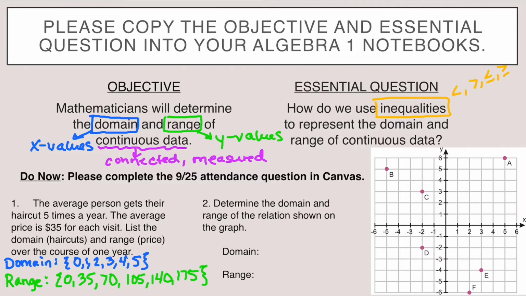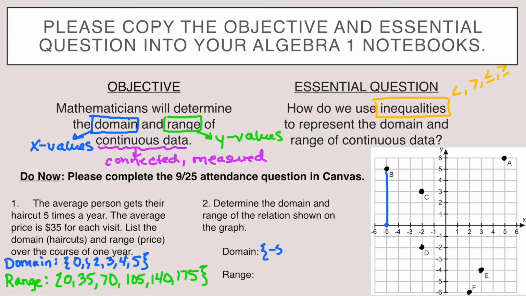Now we want to determine the domain and range of the relation shown on the graph. So looking at this, we've got these points on the graph. It is discrete because they are disconnected. So we're going to list out our domain and our range. In order to do that, I'm going to take each of these points and move them down to the x-axis because domain is x values.